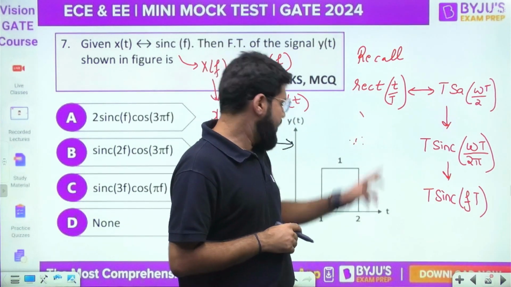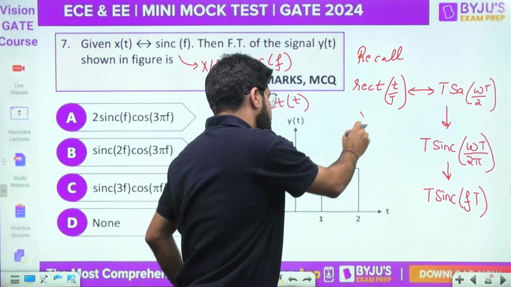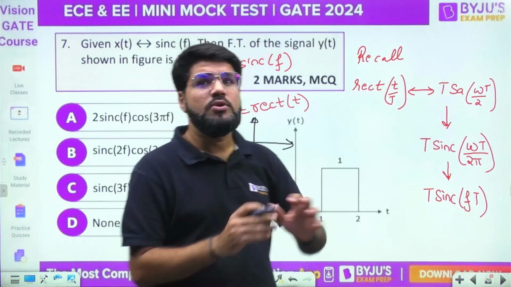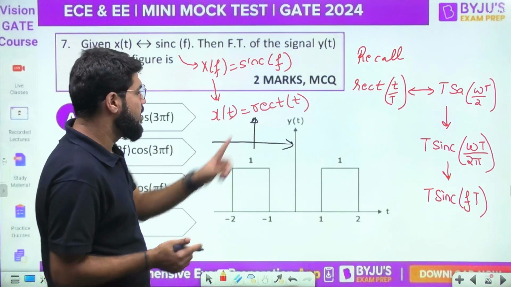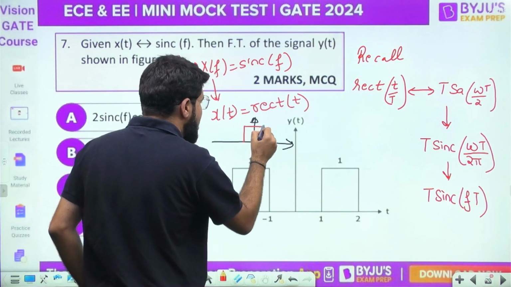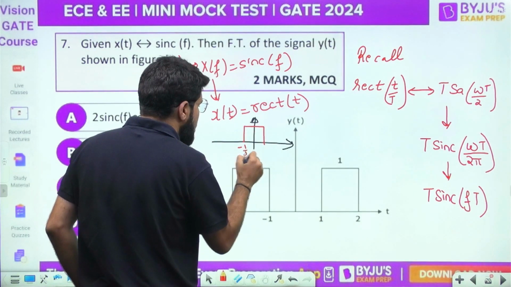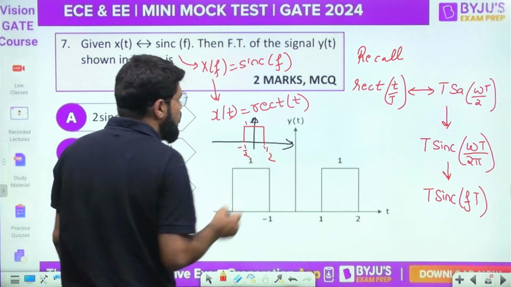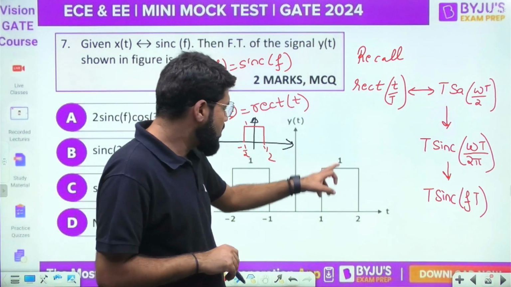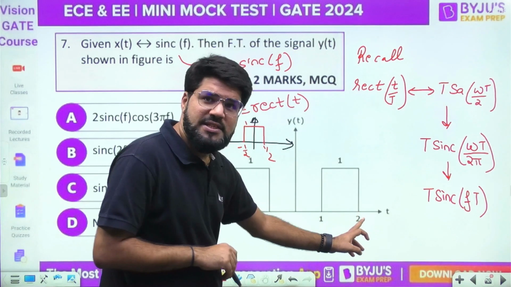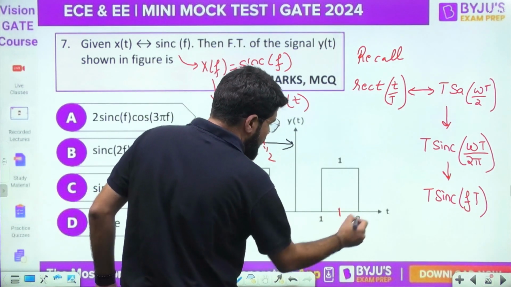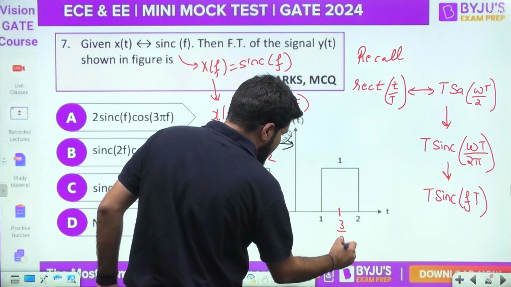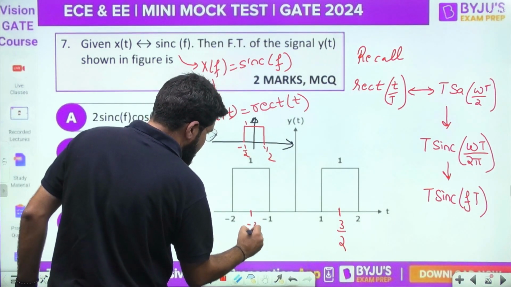This base T represents the total width of the signal. So what is the total width? It is equal to 1 unit here. 1 unit means symmetrically from minus half to half, amplitude 1. Now here also amplitude 1. So this is also a rectangle having the same width, but it is centered at 1.5, or I can say 3 by 2. And this one is centered at minus 3 by 2.